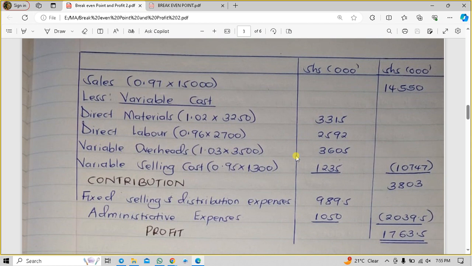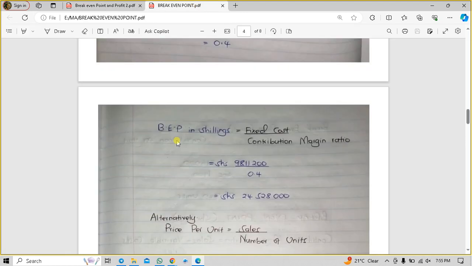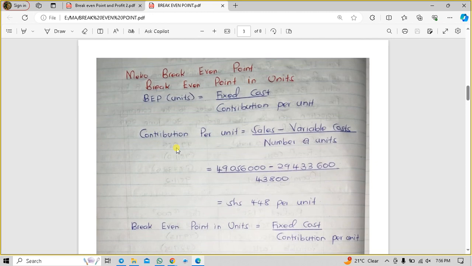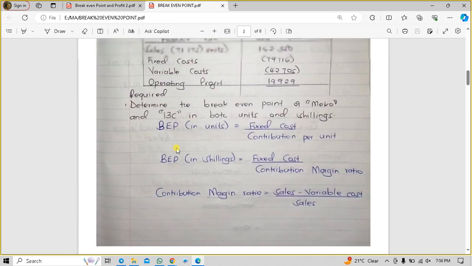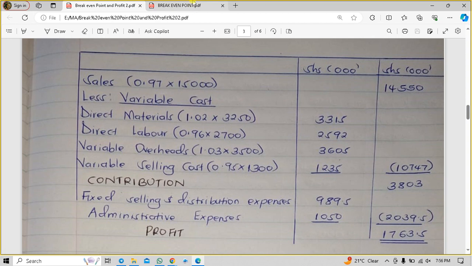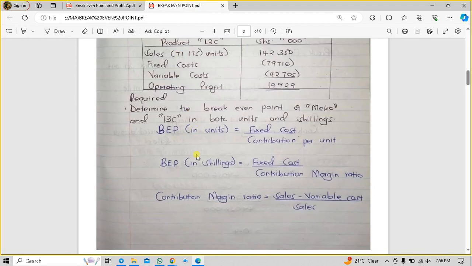There are several formulas that you can use to calculate break-even point. So we can do a recap of some of these formulas. That video lecture on break-even point has been uploaded. So in this case, we are only going to use break-even point in shillings because you have not been given the number of units in this question. So we have several formulas.